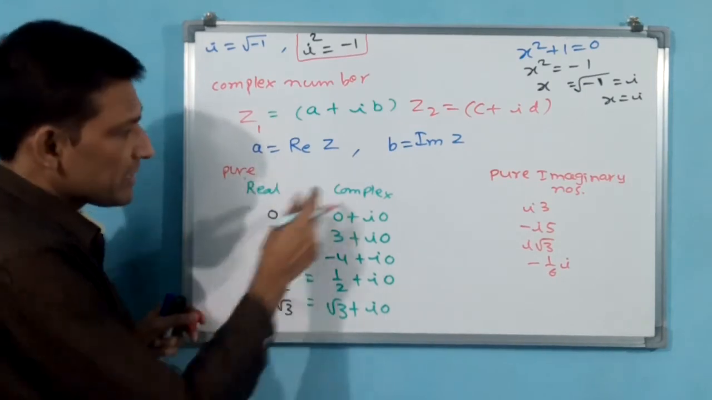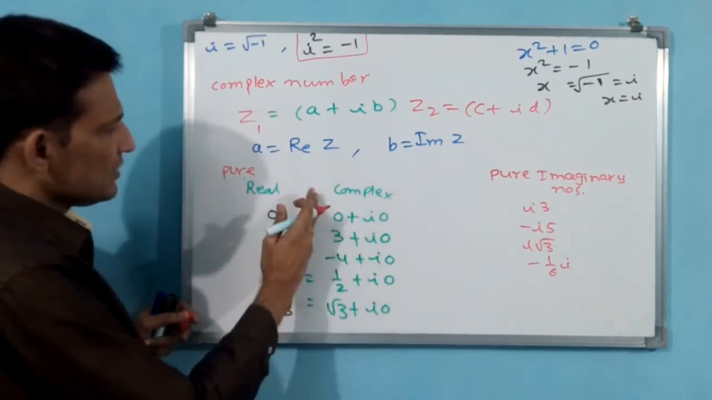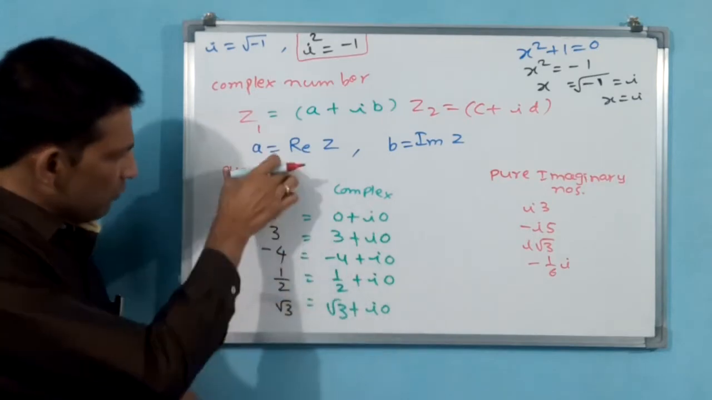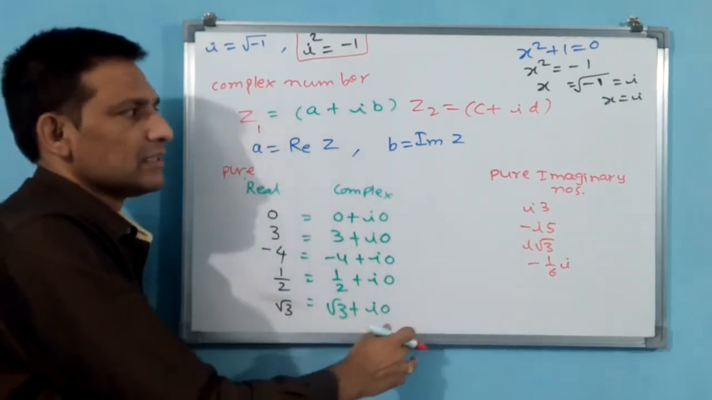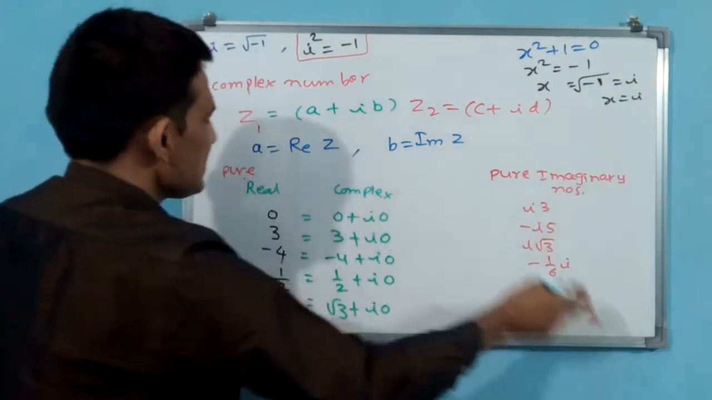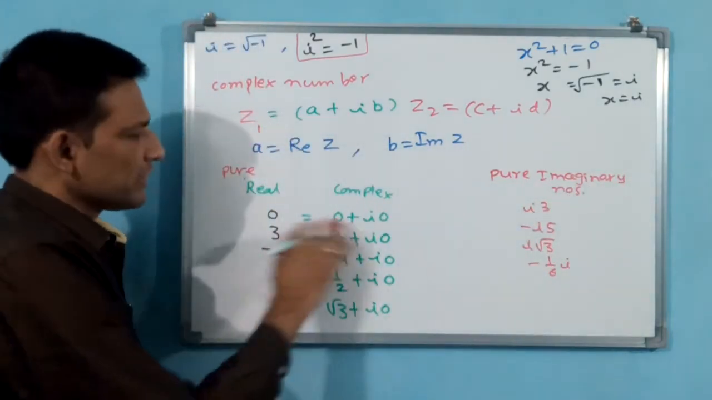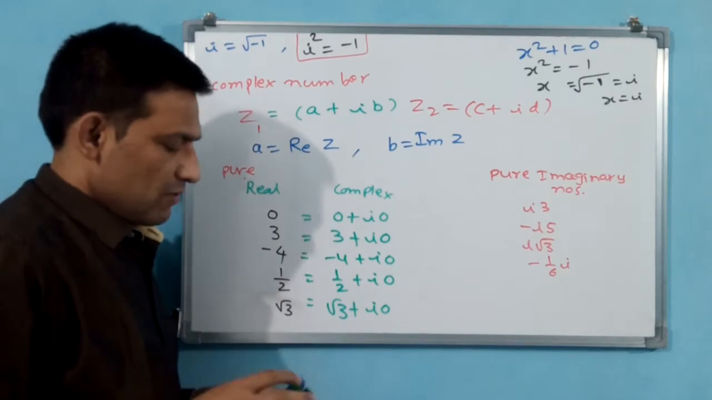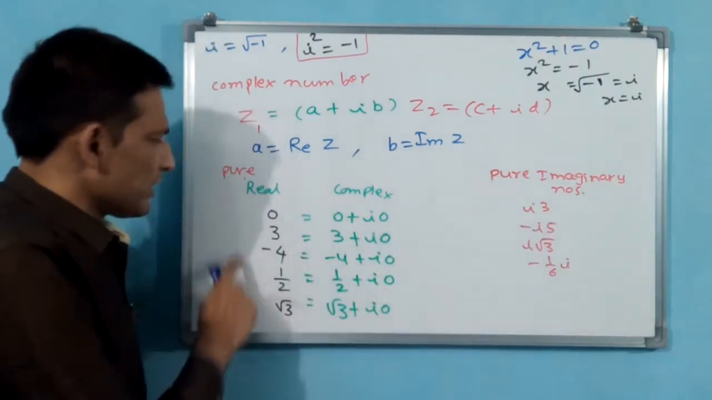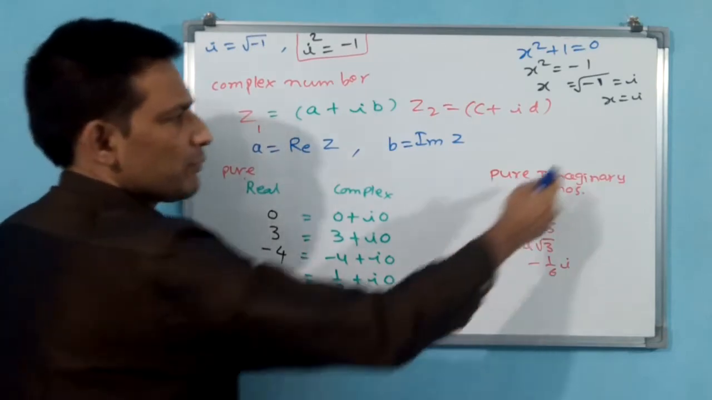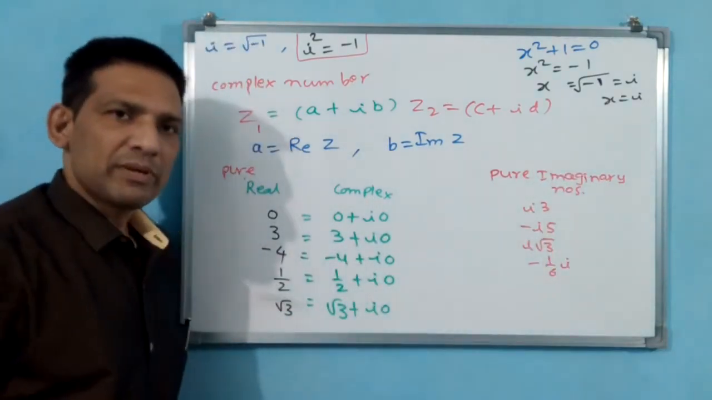Here pure real number, but this is a complex number. This and this both are different. Pure real numbers are these. Complex numbers are these. Pure imaginary numbers. Pure imaginary number, pure real number. You can write complex numbers also. Okay. Now you tell me, like pure real numbers we have converted to complex numbers, pure imaginary number, shall we convert to complex number?